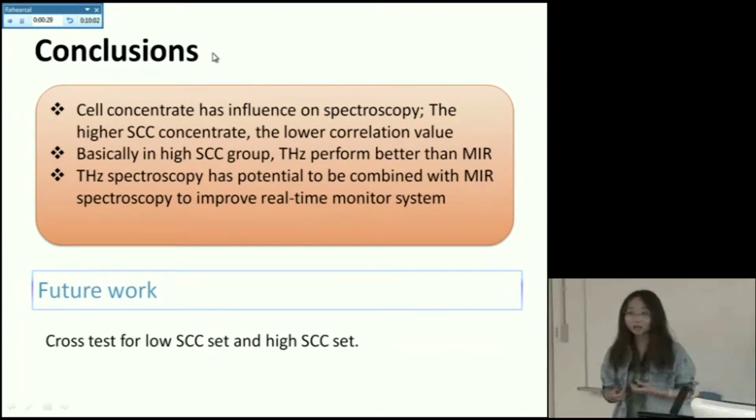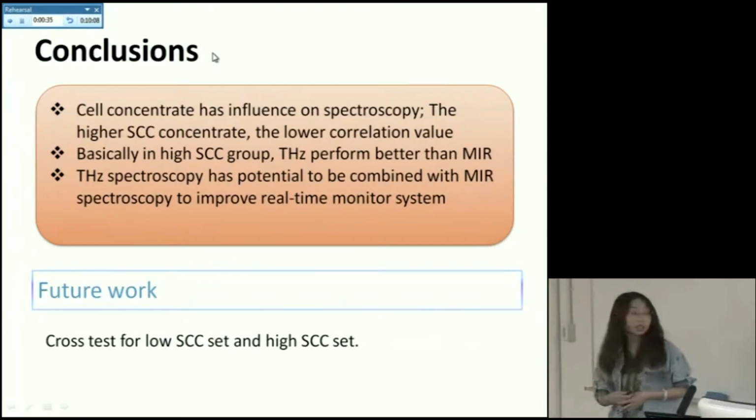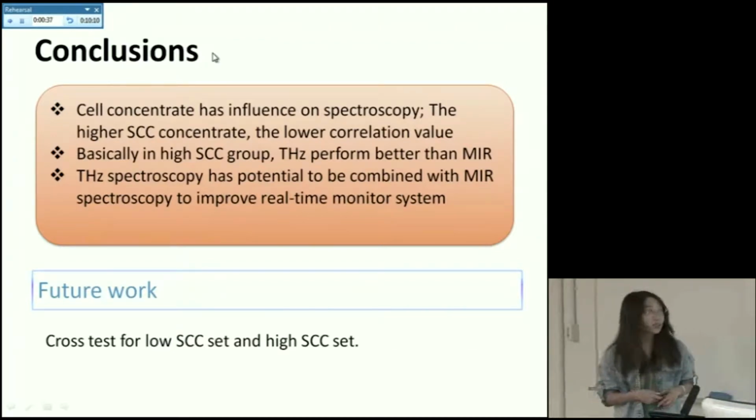The third one is, as we all know, the mid-infrared region is very sensitive for detecting small molecular compositions. But in this research, we can say terahertz also has very good potential to detect milk composition. So there is a possibility to combine terahertz spectroscopy and mid-infrared spectroscopy to improve the real-time monitoring system. The future work of this research is to cross-test the low ICC set and high ICC set to see the further relationship of these two groups.